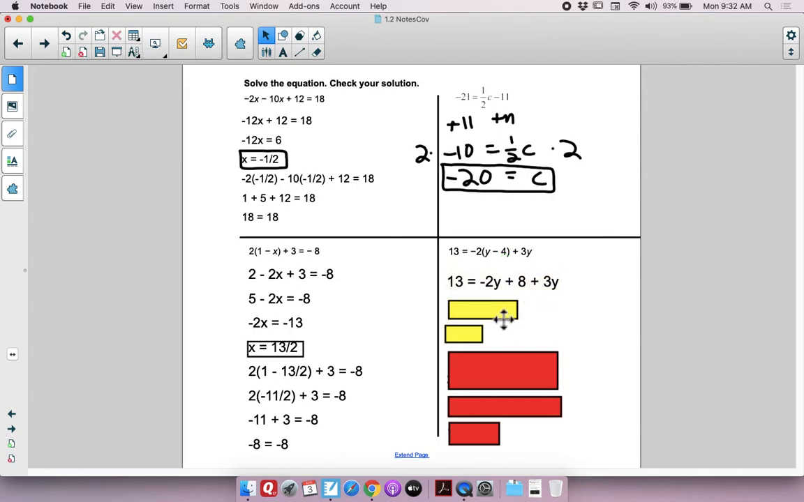Okay, try this one, distribute this one. Just go through this quickly. Combine your like terms. Isolate your variable.